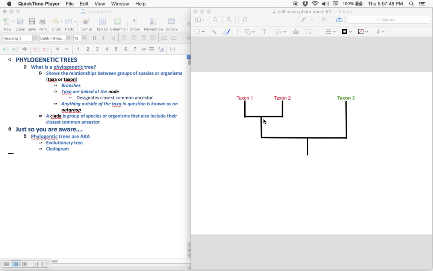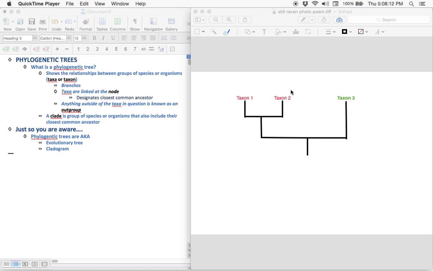So the key thing about a node is that it represents the most recent common ancestor to those two taxa. So taxon 1 and taxon 2 are closer in relationship than taxon 3 is to 2 or to 1. And that's represented based on this node here.